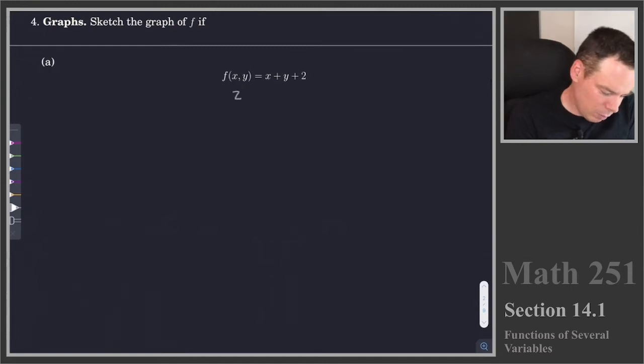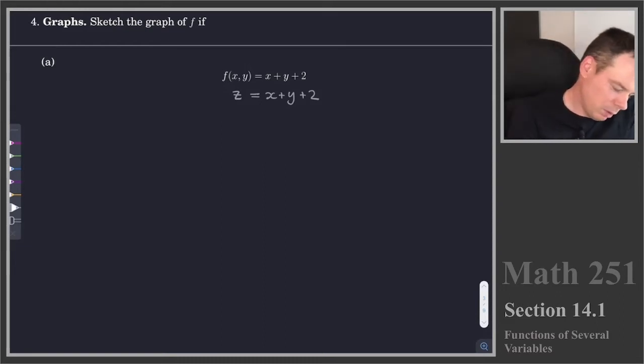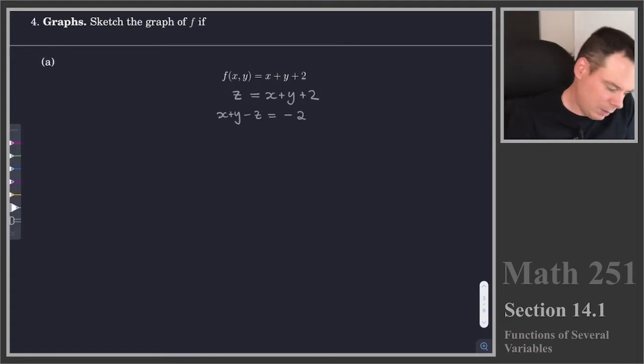So that means I'm going to write down this equation here and say, I'm interested to graph this. I'm interested in all the points x, y, z, such that z is equal to x plus y plus 2. Or in other words, I need x plus y minus z is equal to -2. So just rearranging it a little bit. And I want to find the set of all points that satisfy this. The idea is this is a plane.